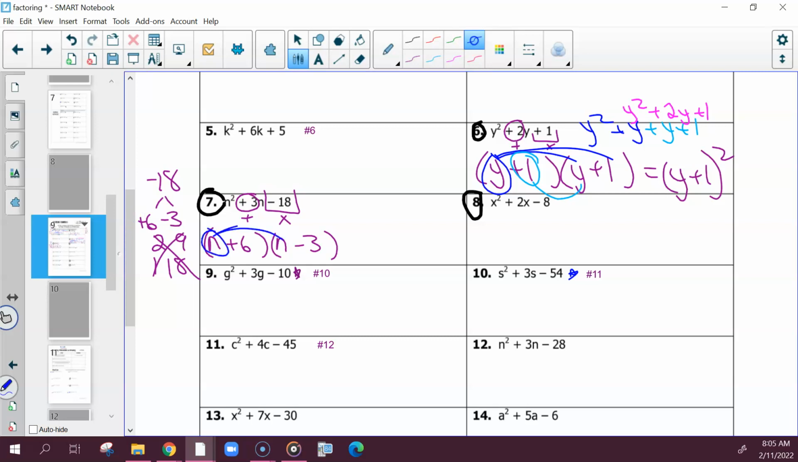If I multiply this back out, we get n times n, which is n squared. N times -3 is -3n. And then I multiply the next set. 6 times n gives me positive 6n. 6 times -3 gives me -18. And when I combine these two, I do get n squared plus 3n.